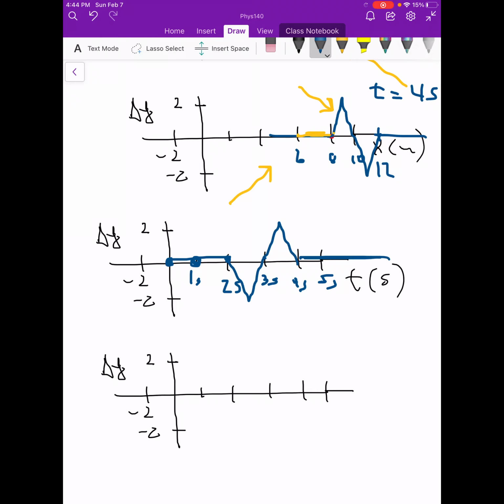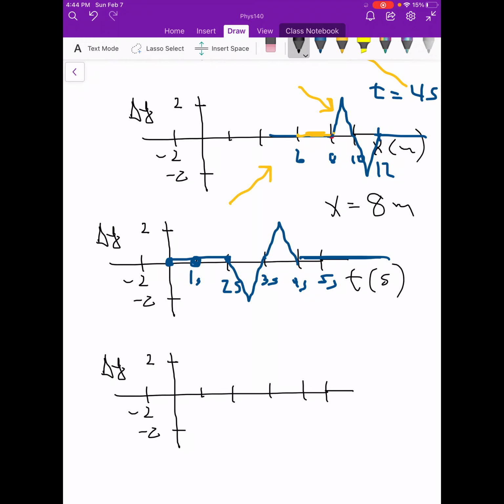Right, so this is our history graph, or our displacement graph, at x equals 8 meters. So this is the whole time while the wave is going through, we're looking at position 8 meters, and we're looking at what happens at 8 meters, and this is what we see.